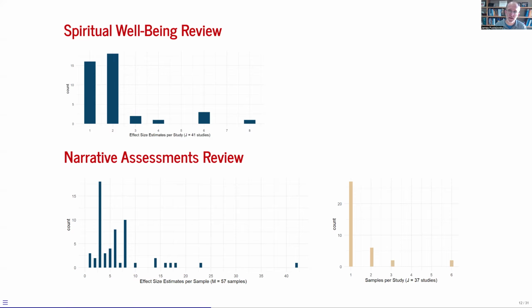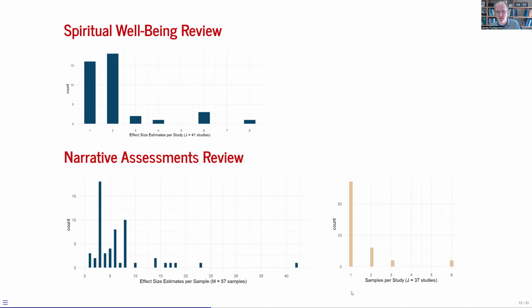So the imbalance from study to study in how many estimates you have is going to be important. It's going to play a role in how sensitive your analysis is to the model that you choose. If all of the studies had the exact same number of estimates, you could almost fit any model you want and you'd get very consistent results. But with data like this, depending on the model that you use, that can shift how evidence is weighted. The other complexity to the narrative assessments review is that some of the included studies reported results from more than one sample.